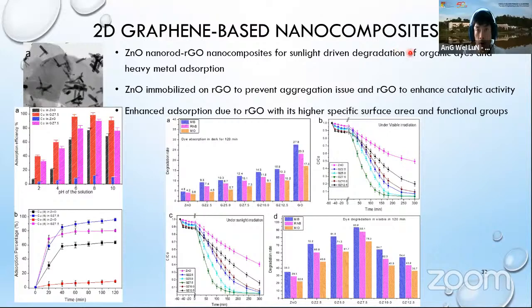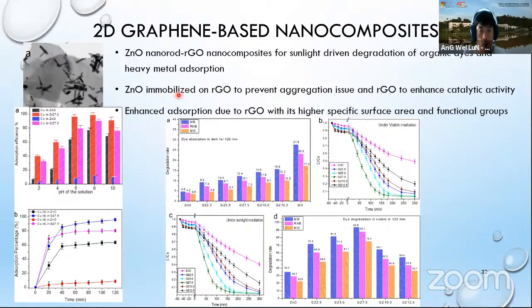Okay, so it's for the sunlight-driven degradation. This is more on the photocatalyst, because zinc oxide is actually a photocatalyst. When you shine it with UV light, it can trigger the photocatalysis reaction to degrade the organic pollutants.